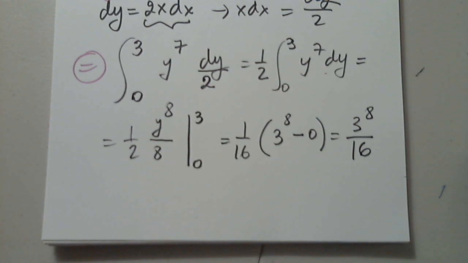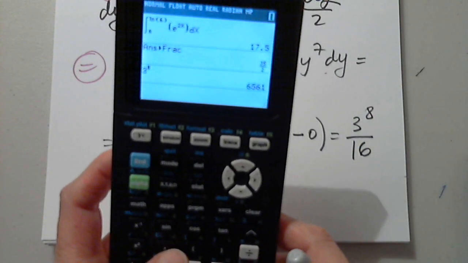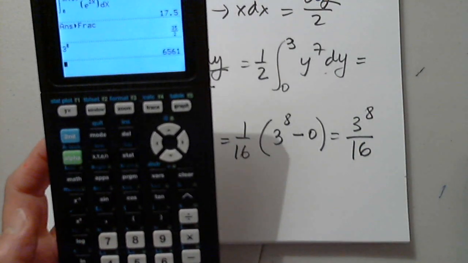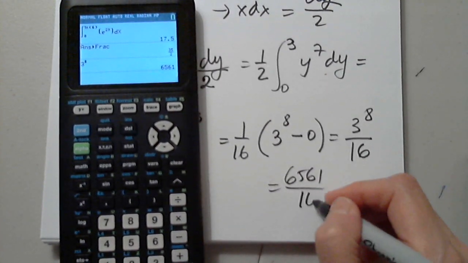I have no idea what 3 to the 8th power is, where is my calculator? Here it is. 3 to the 8th is 6561. So this is 6561 divided by 16.